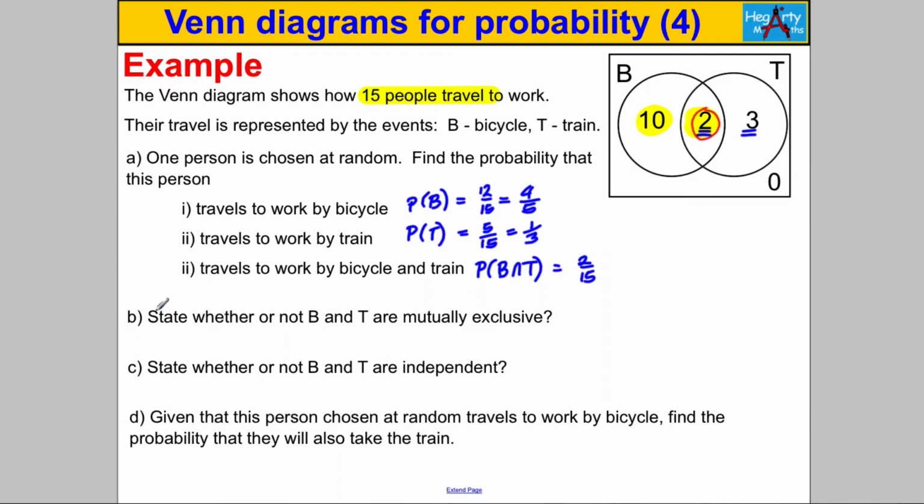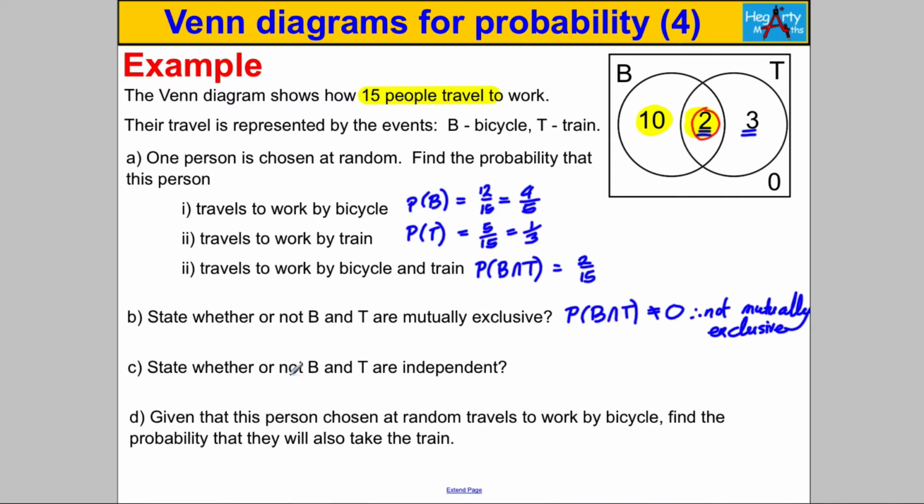Then it says state whether or not B and T are mutually exclusive. Well, B and T can't be mutually exclusive because they can happen at the same time. There are 2 out of 15 opportunities there. The probability of B intersect T is not equal to 0. Therefore, not mutually exclusive, because for them to be mutually exclusive, the probability of B intersect T, or B and T, must be 0.